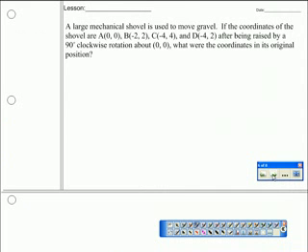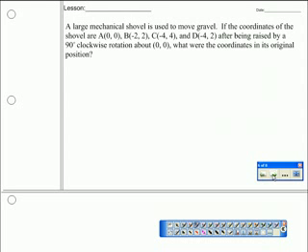Yeah, reverse the rule, right? Exactly. A large mechanical shovel is used to move gravel. If the coordinates of the shovel are A (0, 0), B (-2, 2), C (-4, 4), and D (-4, 2), after being raised by a 90 degrees clockwise rotation about (0, 0), what were the coordinates in its original position?